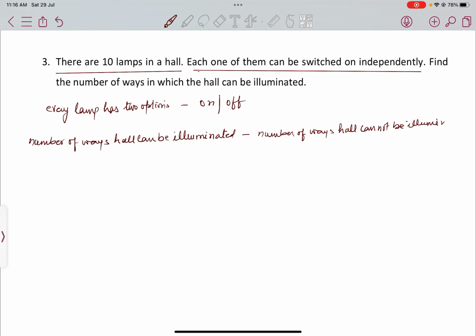Why this? Because every lamp has two options. It can be switched on or it can be switched off. So when you make any lamp on or off, if you make every lamp off, the hall is dark. At least one switch must be on to make light available in the hall. So the hall can be illuminated by switching on at least one lamp.